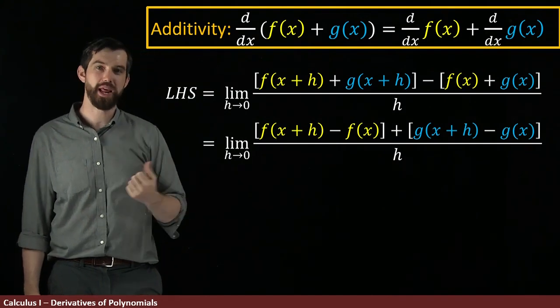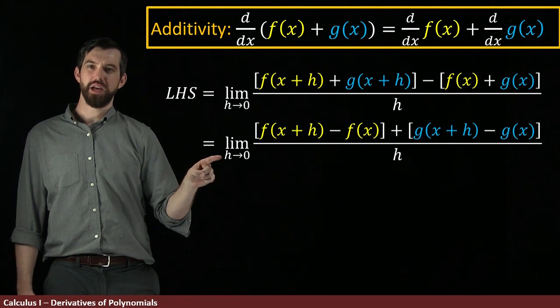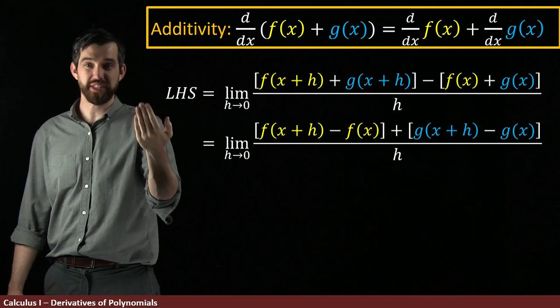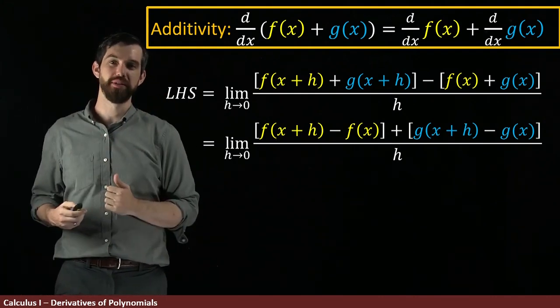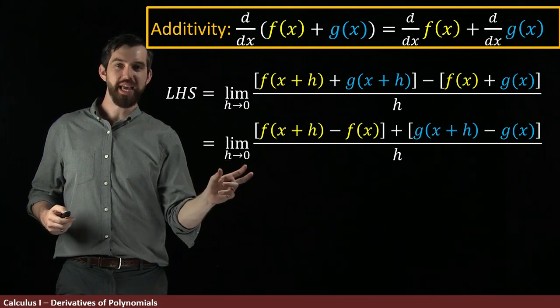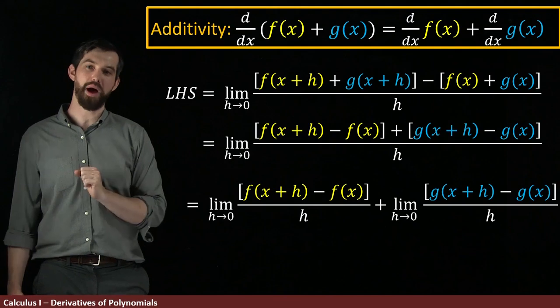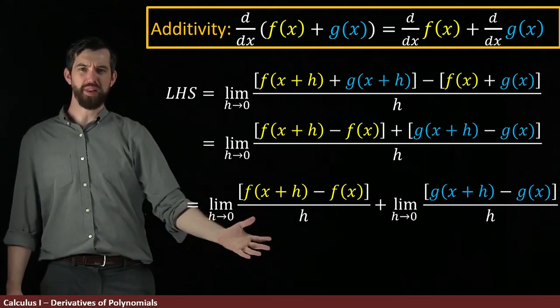All right, now what can I do? Notice that this is the limit of a sum, and we've previously had a rule for the limit of a sum: the limit of a sum is the sum of two different limits. So what I can do is take this and break it up as the sum of two different things. But then I know what the thing on the left is.